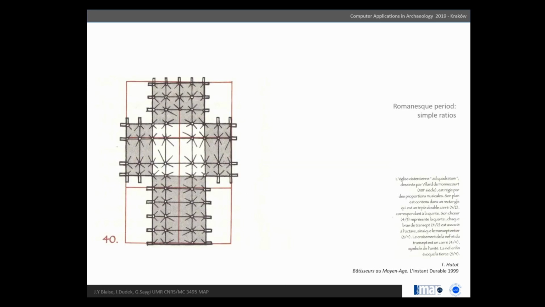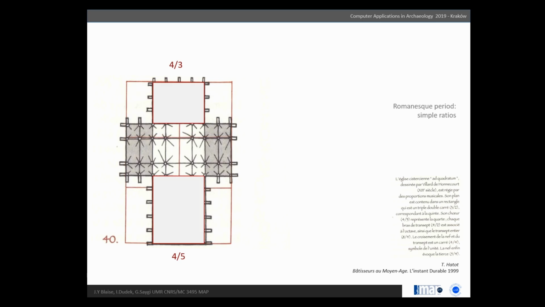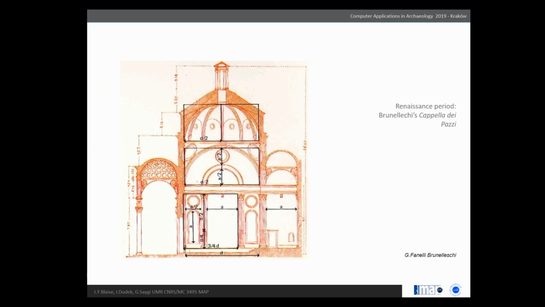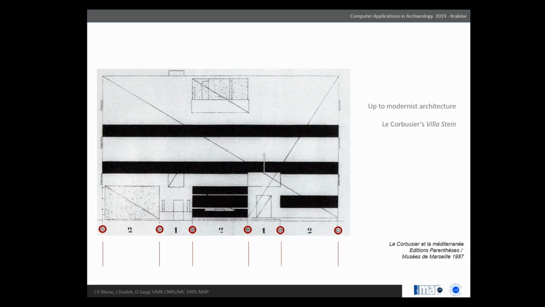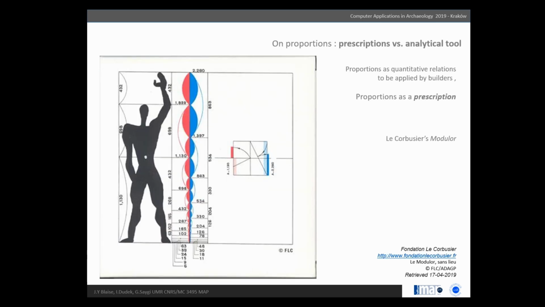mentioned him, through the Romanist period, with ratios, classic ratios used quite often. In the Renaissance period, this is Brunelleschi's Cappella dei Pazzi, and of course, up to the Modernist period, this is Villa Stein by Le Corbusier, and it is built on a rhythm 1-2-1-2. So in fact, the concept of proportion goes through time in the history of architecture. But more important in that experiment, proportion can be seen as a prescription, something that, as a designer, you should know in order to dimension your edifice.